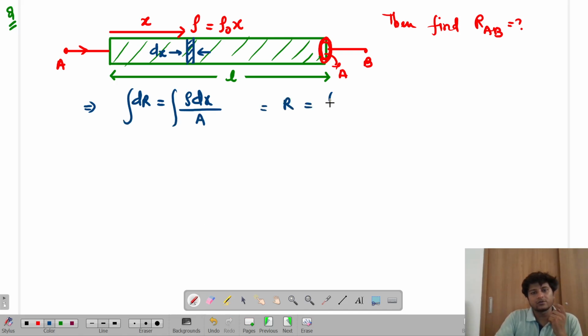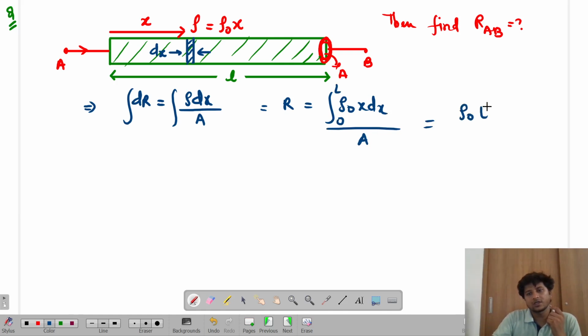So R is equal to integral rho, which is rho naught x dx divided by area A, and x varies from 0 to L. So rho naught L square by twice A, isn't it? That's my resistance between AB. Are you able to get it?